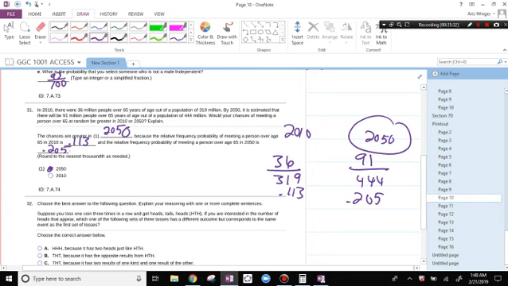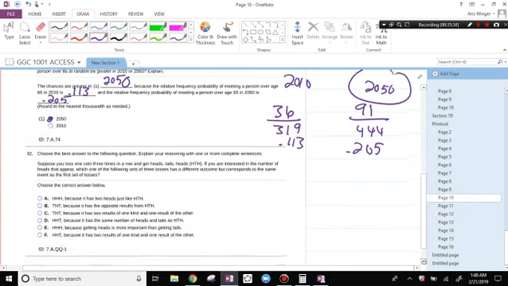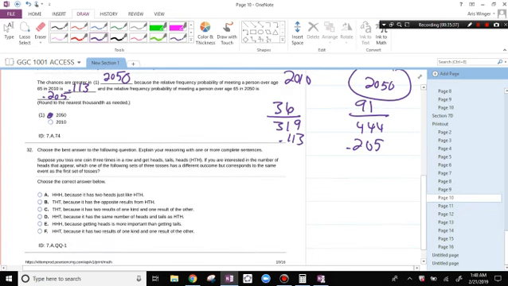Choose the best answer to the following question. Explain your reasoning with one or more complete sentences. Suppose you toss one coin 3 times in a row and get heads, tails, heads. If you are interested in the number of heads that appear, which of the following sets of 3 tosses has a different outcome but corresponds to the same event as the first set of tosses? So the event we're interested in is the number of heads that appear. Here there are 2 that appear, so I'm interested in getting 2 again.